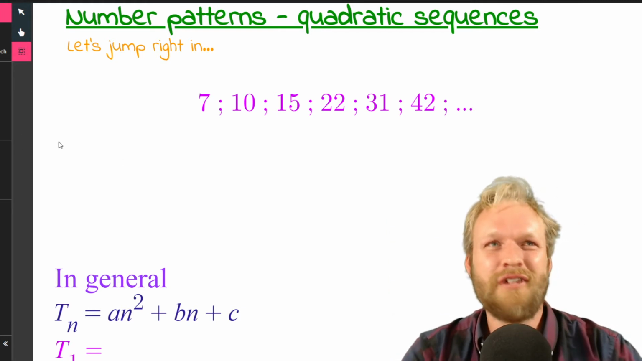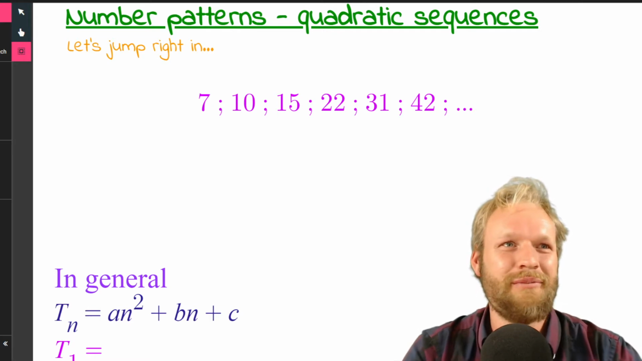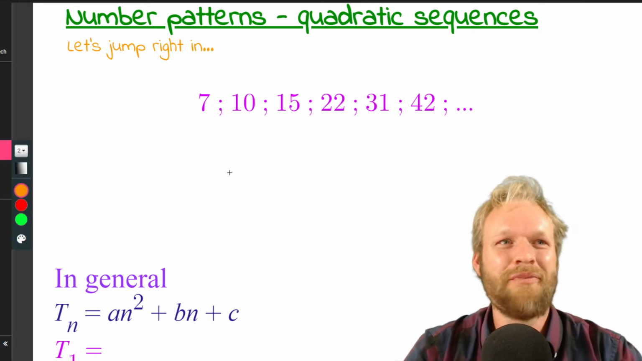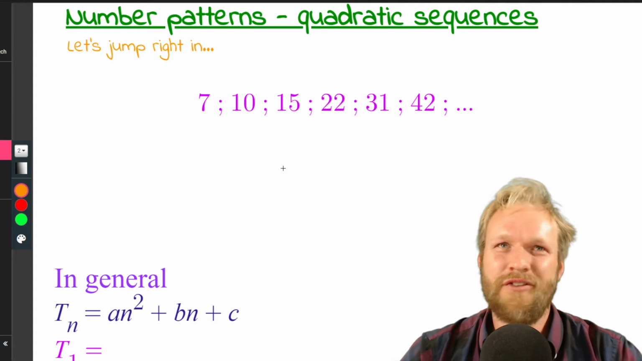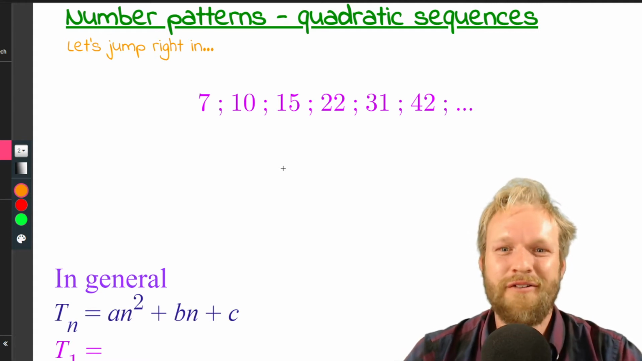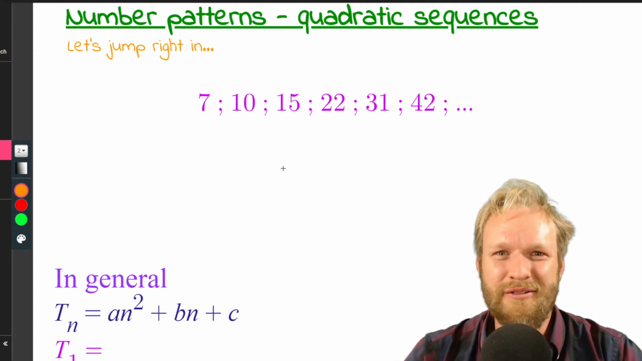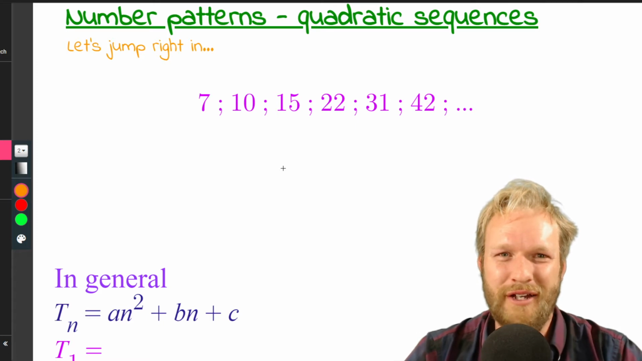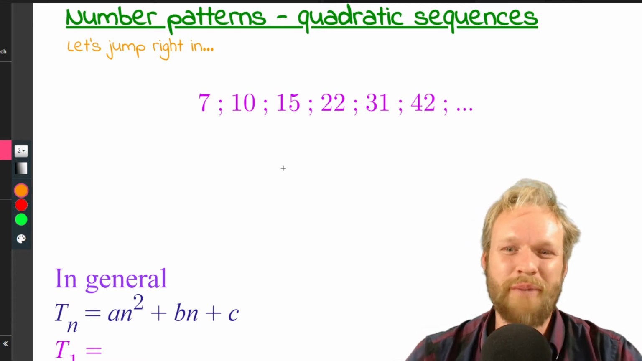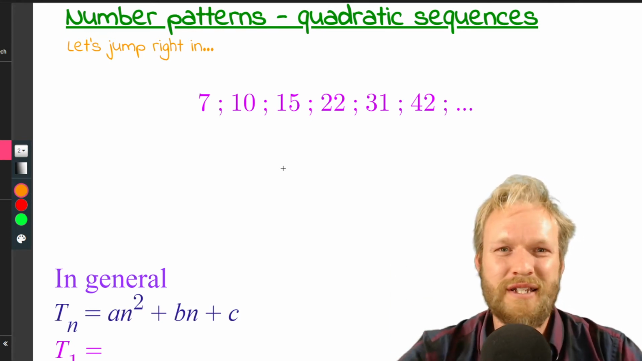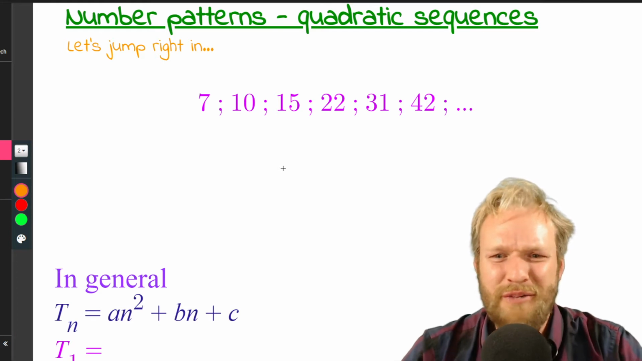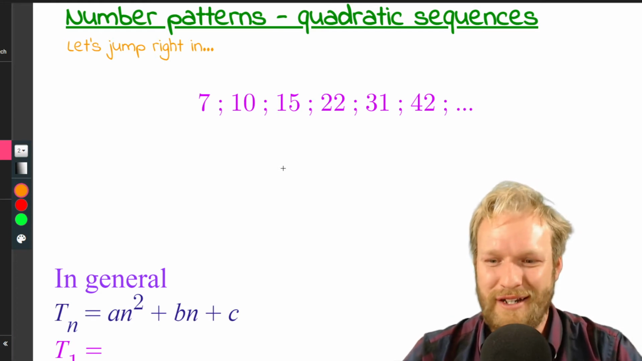So let's just jump straight in with an example here, or like half an example. We've got this pattern given to us: 7, 10, 15, 22, 31, 42. Okay, so if you've seen a pattern before, what types of things do you look for? There could be all sorts of things. Maybe square numbers jump out, or maybe it's the same number repeated all the time, or maybe it goes up by the same amount all the time. So many things could come to mind here.